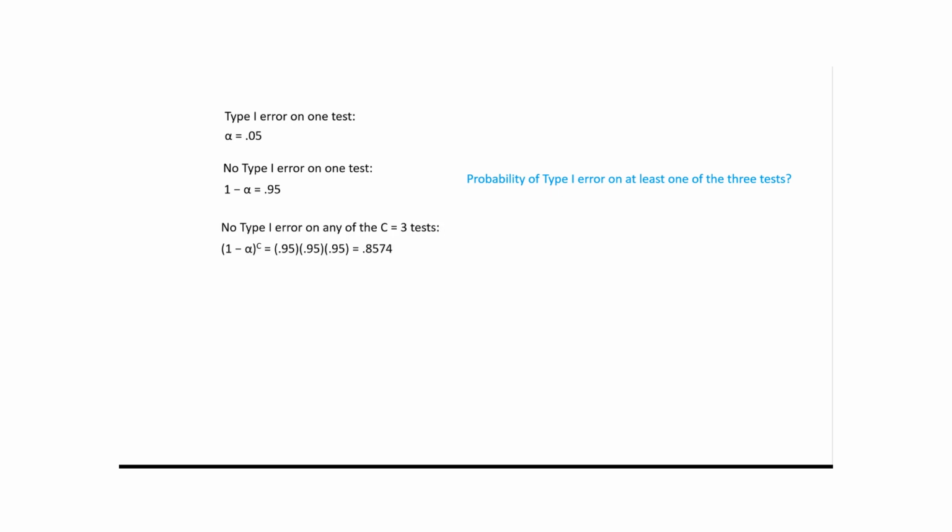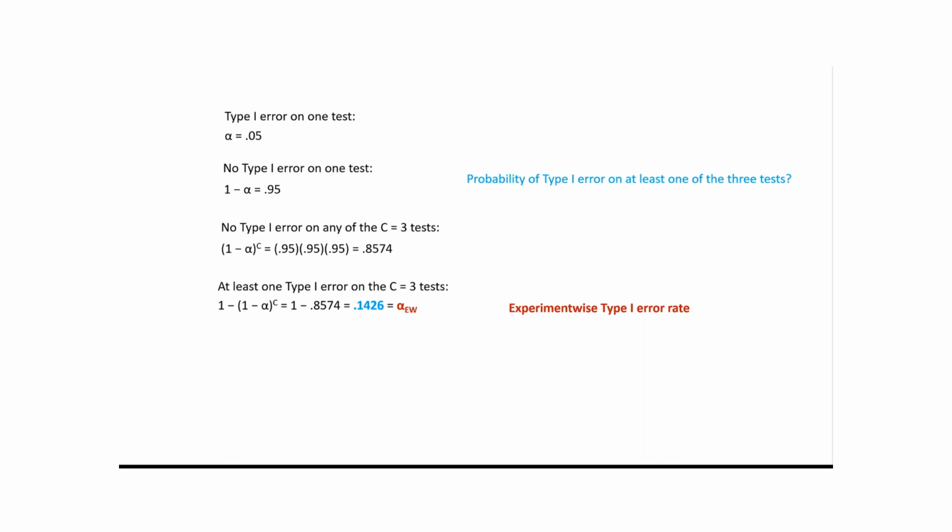Using what we've done back in chapter 4, we know that the probability that we would not make a type 1 error on any of the three tests is 0.95 times 0.95 times 0.95, which is 0.86. So the probability of making at least one type 1 error is 1 minus 0.86, which is 0.14. So when we use the Fisher LSD procedure to make all three pairwise comparisons, the type 1 error associated with it is actually 0.14, not 0.05.